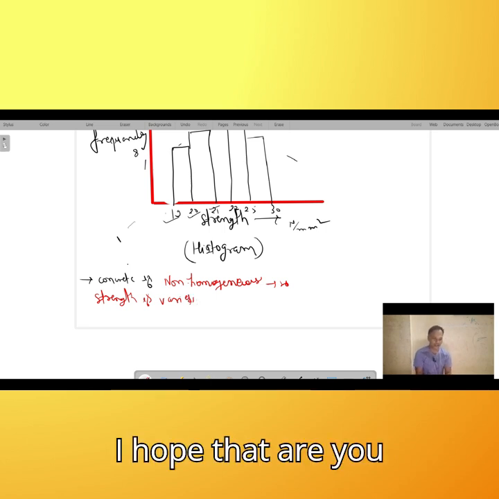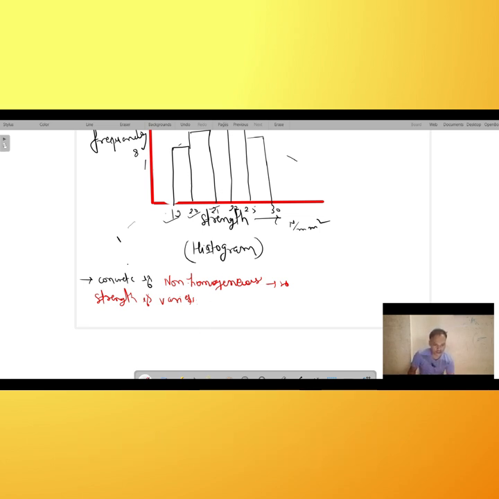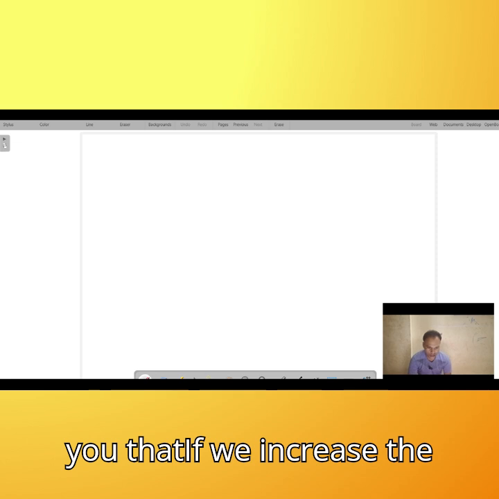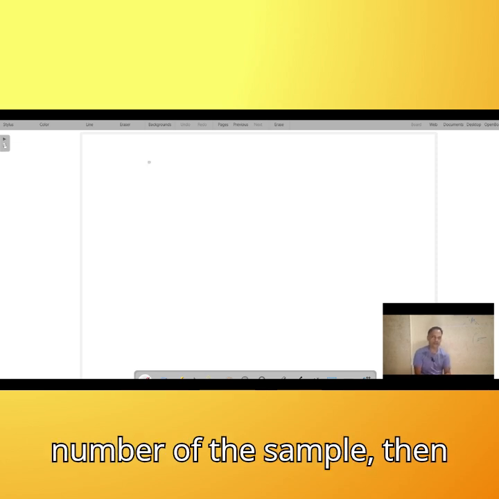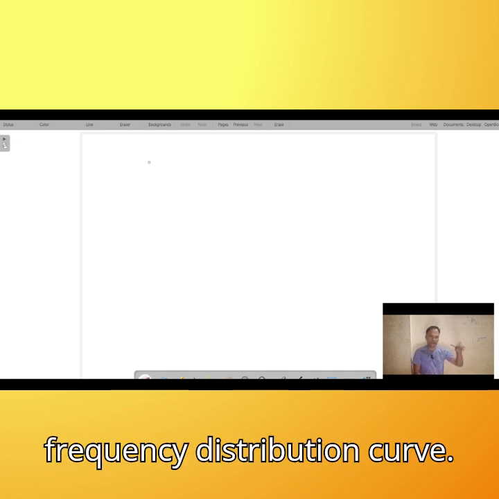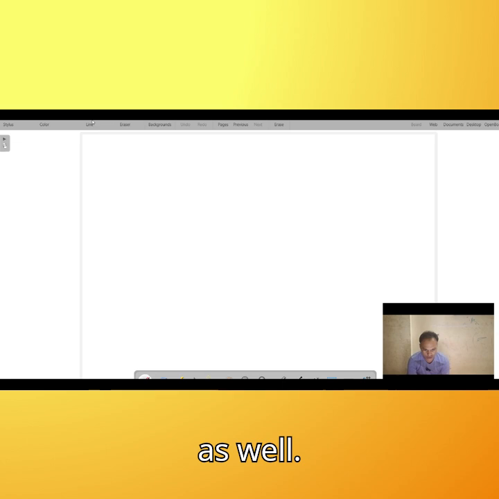I hope you understand up to now. Let me add one more page. On the previous page I told you that if we increase the number of samples, then this histogram is converted into the frequency distribution curve. So let me draw the frequency distribution curve as well.